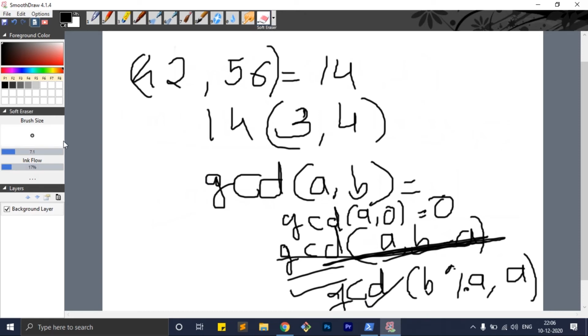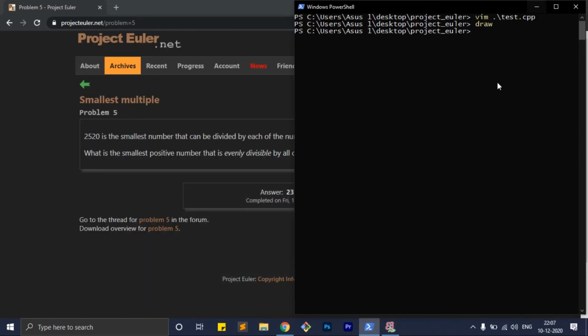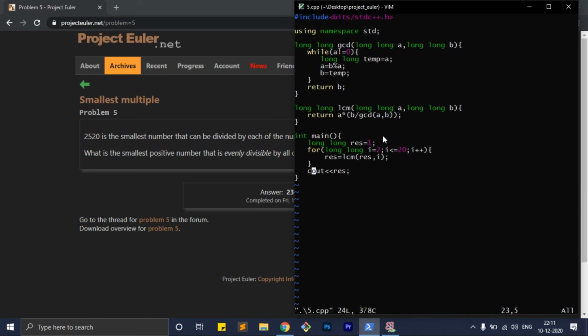So yeah, let's code. If you are still confused, go through the Wikipedia page. The link will be in the description, so you don't have to search yourself. You just have to click and you will get it. It's not that complex. It sounds really complex, but it's not. So I'm just going to code here directly.